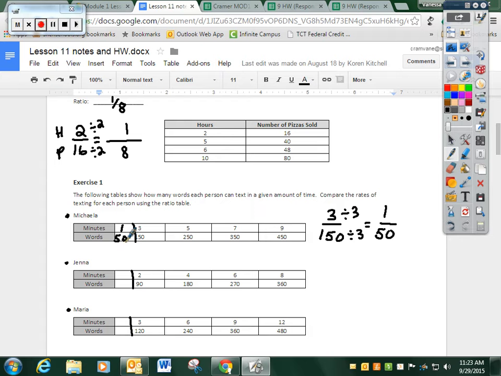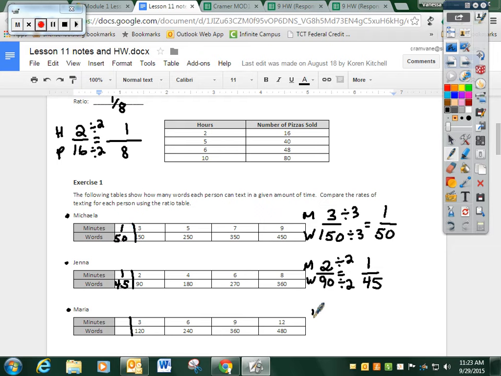I'm going to do the same with Miss Jenna's. In 2 minutes, I should probably label these. 2 minutes, Jenna can type 90 words. Well, I'm going to scale it down. Divide by 2, divide by 2. In 1 minute, Miss Jenna can type 45 words. Now right away, I can see that Michaela's faster because she is typing more words per minute. 5 more words per minute to be exact.